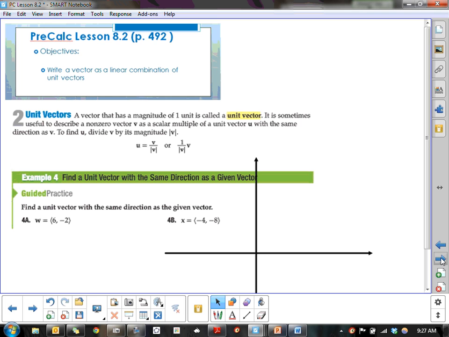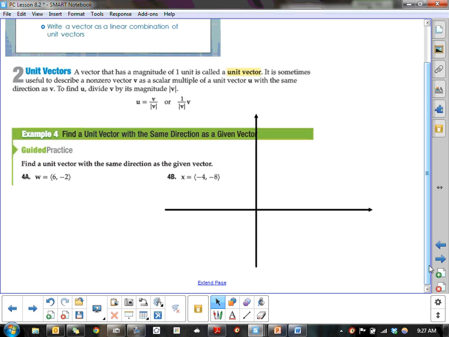It's kind of pretty. Last thing we'll cover here is this example, and then it'll leave us about halfway through the lesson. But they pick up the second part of this unit on unit vectors. A vector that has a magnitude of 1 is called a unit vector. It is sometimes useful to describe a non-zero vector v as a scalar multiple of a unit vector u.